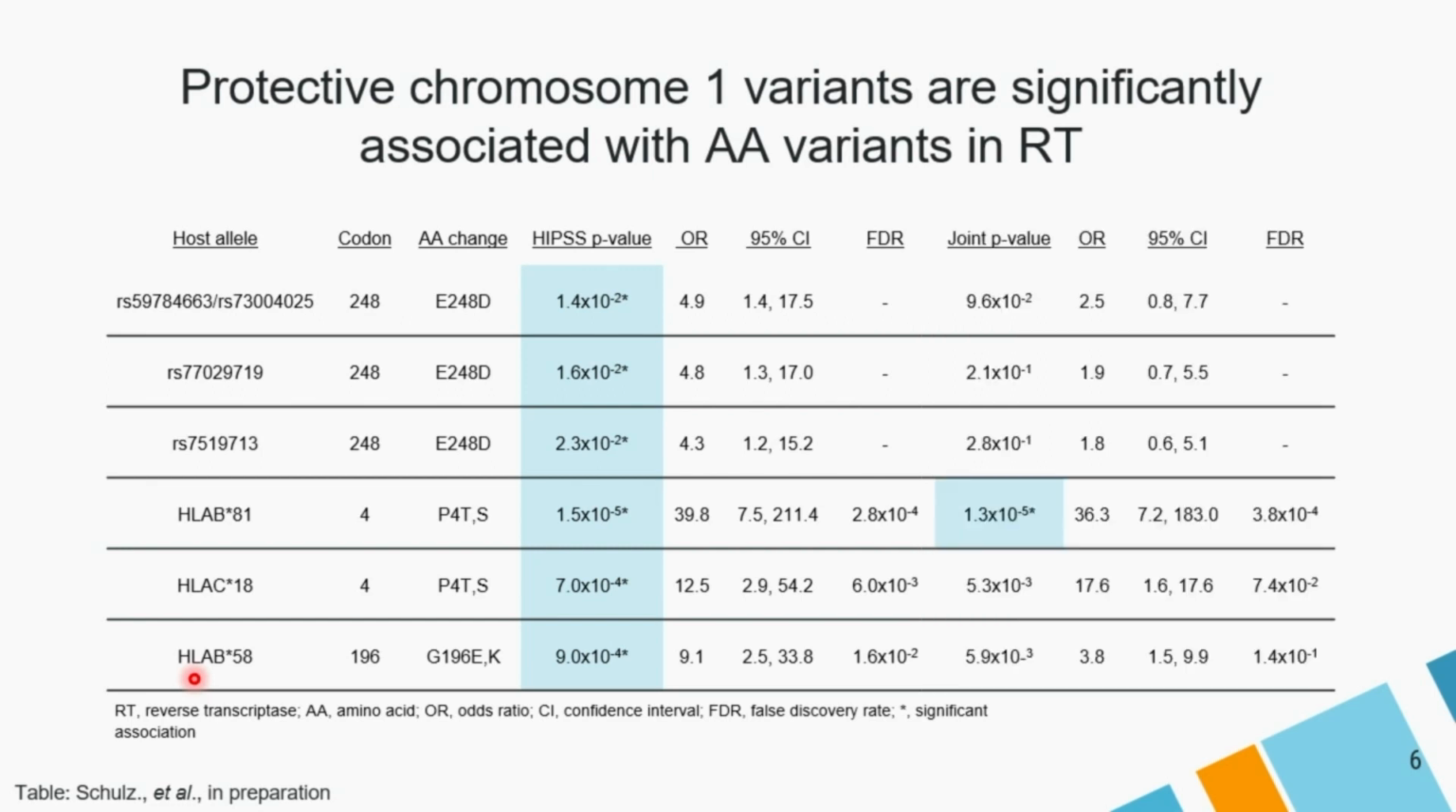We next acquired the data for the CAPRISA cohort to replicate the findings from the HIPS cohort. And after these were analyzed together, we found that the only association that remained significant was the one between HLA-B81 and reverse transcriptase codon 4.